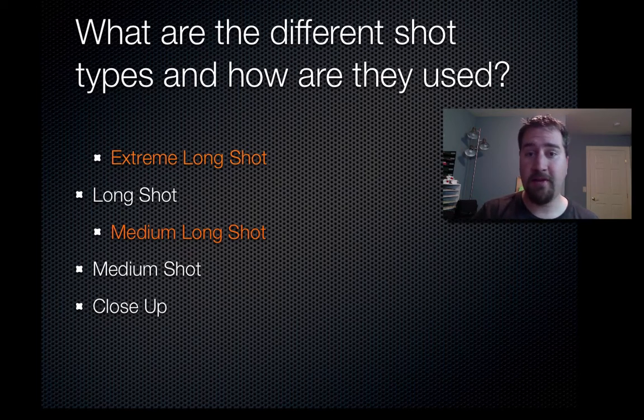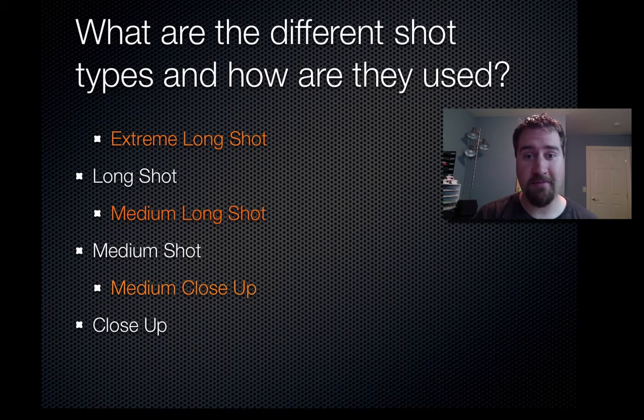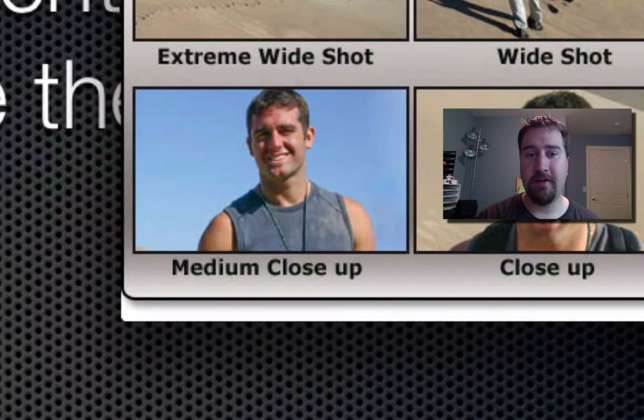In between the medium and the close-up, we have the medium close-up. This is used to both show action and emotion. Medium close-up usually frames from the elbows or the shoulders up, similar to a close-up, except it shows action, it shows what's going on in the frame.